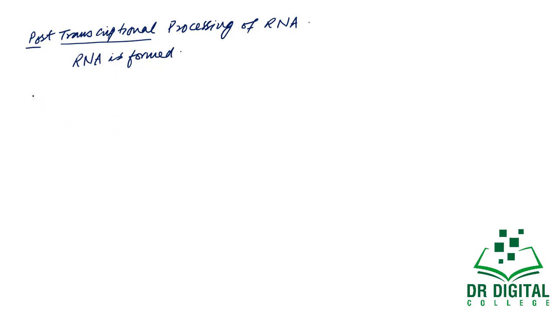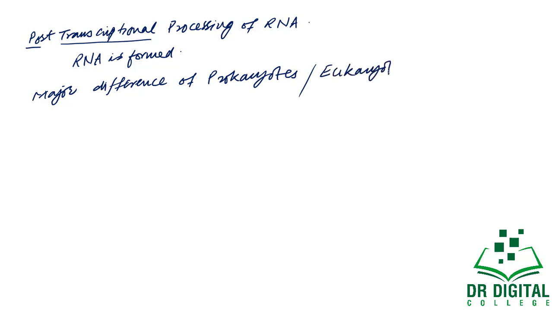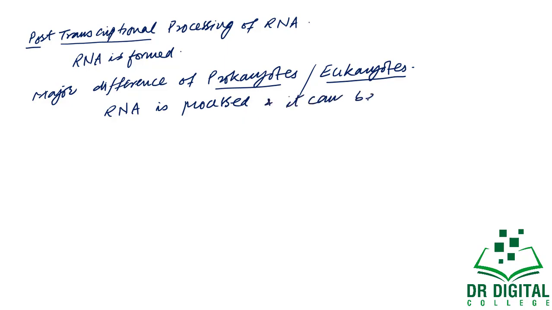You know that one of the major differences of prokaryotes and eukaryotes, although it's not in all prokaryotes and eukaryotes, is this. It is present in few prokaryotes, but in all eukaryotes, that RNA is processed and it can be stored. It can be done in all eukaryotes, but in very few prokaryotes.